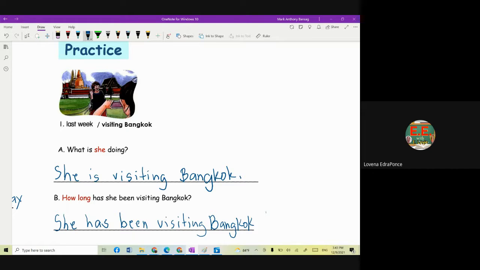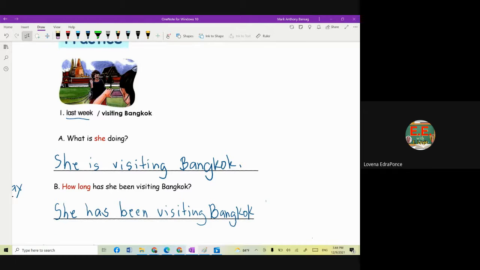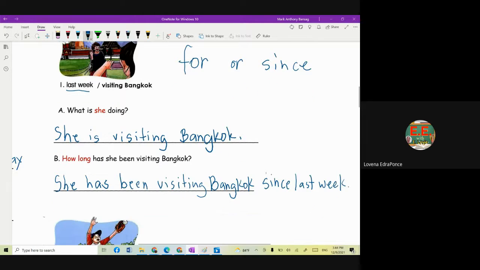Okay, what are we going to use? For or since? This one is last week. Okay, last week, what are we going to use? For or since? So last week is telling us when the action started. So that is since. All right. So how long has she been visiting Bangkok? She has been visiting Bangkok since last week.